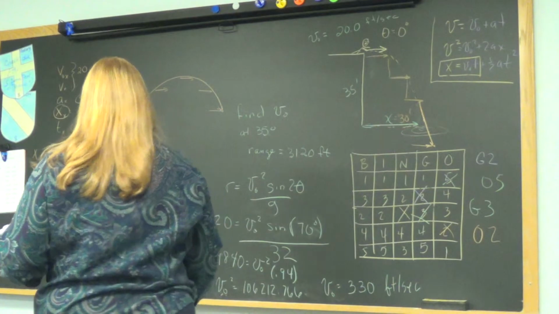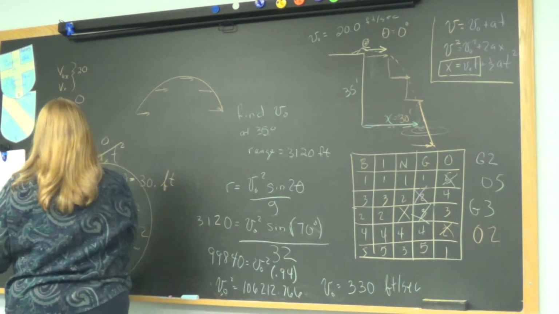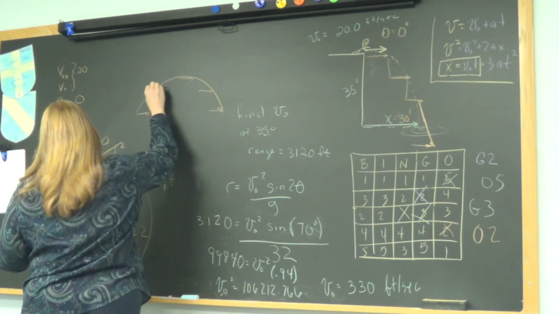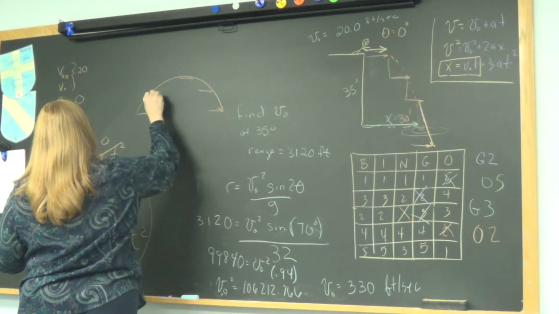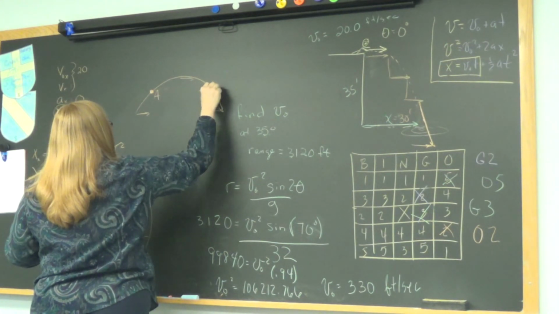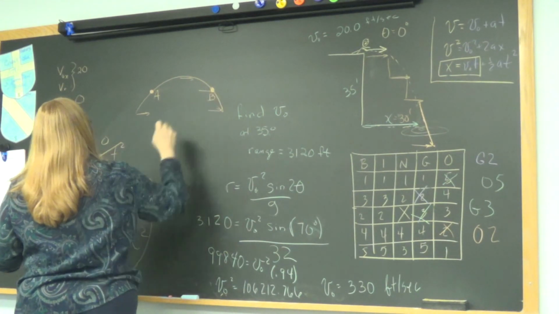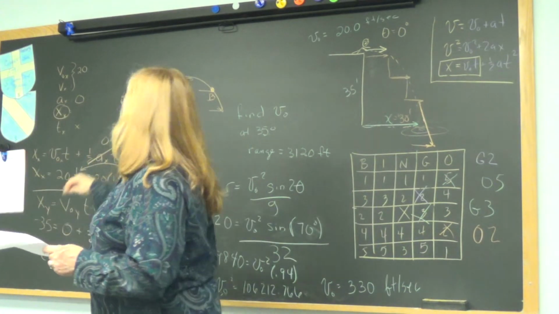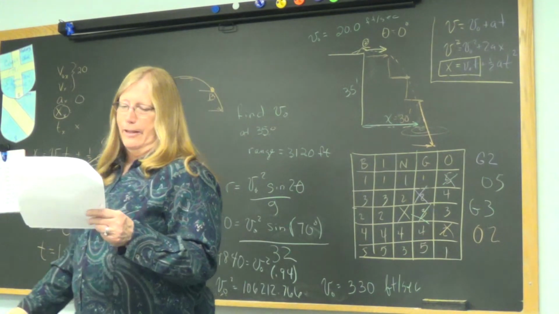Number 9 shows a projectile on a parabolic path. And notice it picked a point A and a point B, and they're right across from one another on the parabola, number 9.